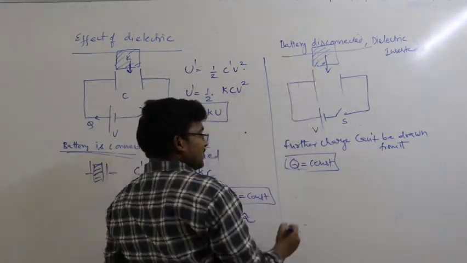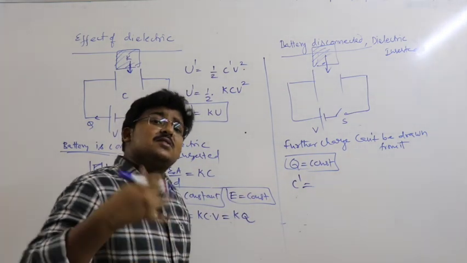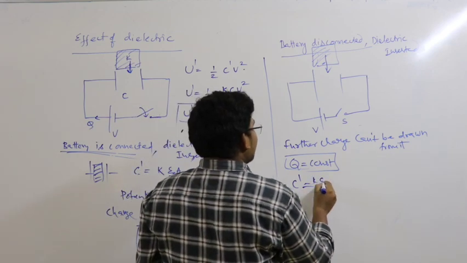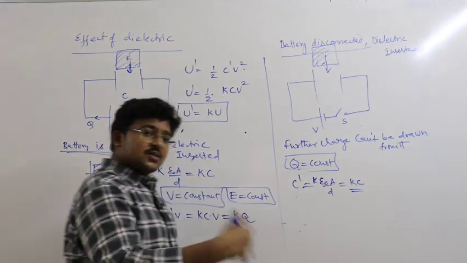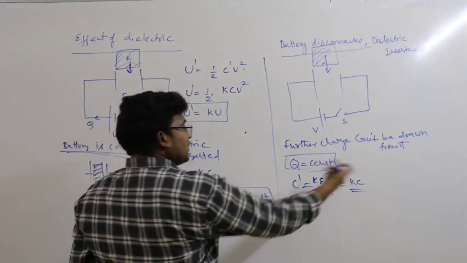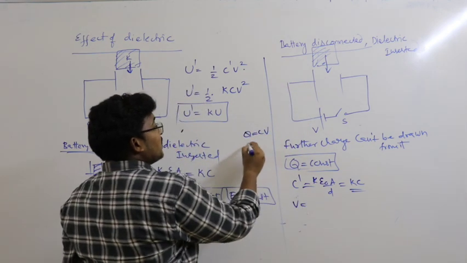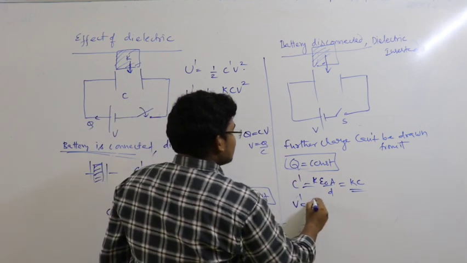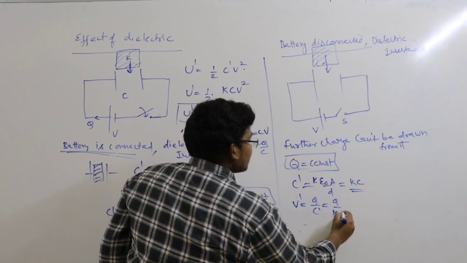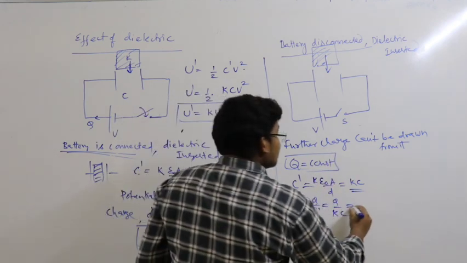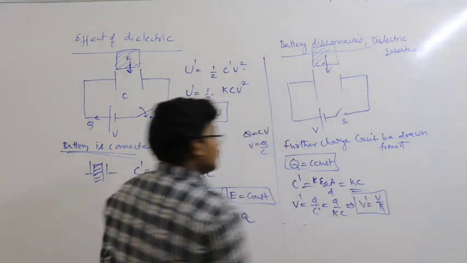Now we keep the dielectric inserted. When dielectric is inserted, in every case capacitance will increase. So capacitance will be K into epsilon naught A by D, which is K times C. Now what about the voltage drop? You know the formula, Q is equal to CV, V is equal to Q upon C. So V dash is equal to Q upon C dash. As you know, Q is same, C dash becomes K times. Now what happens to voltage or potential drop? It decreases by K times.